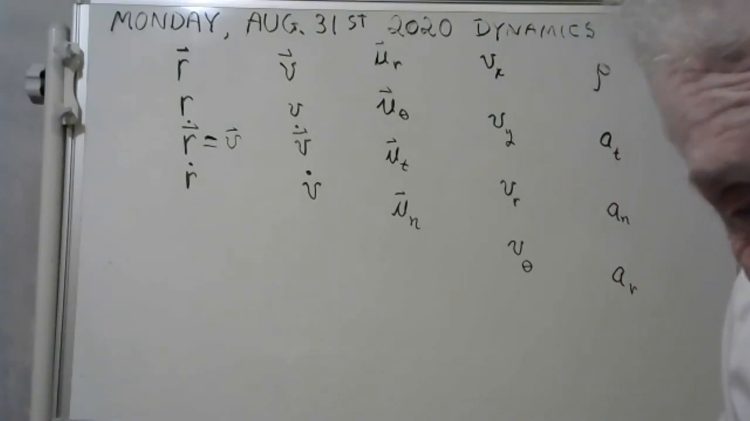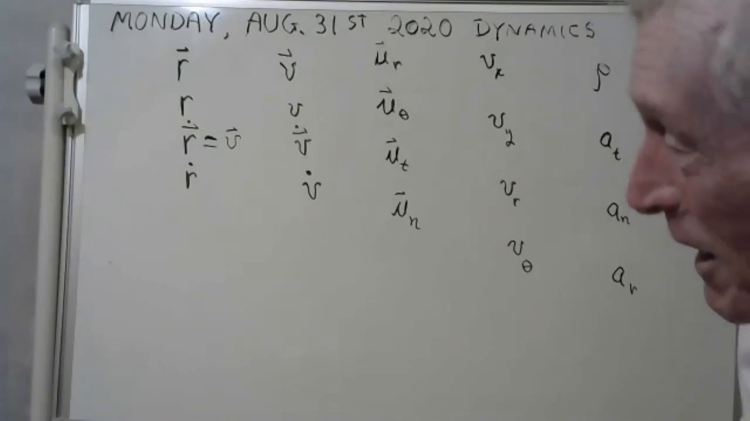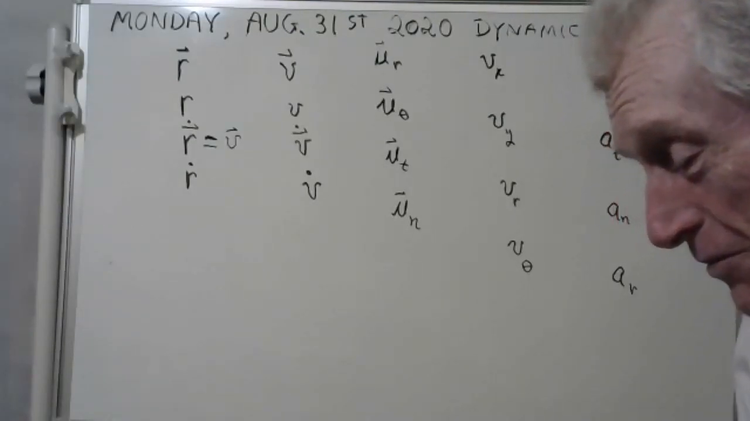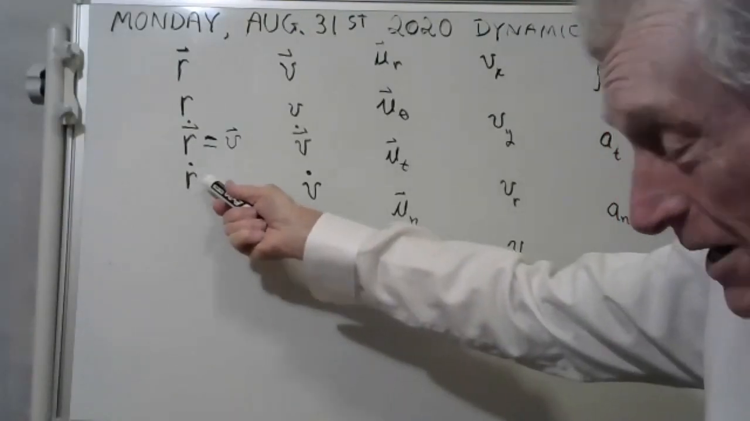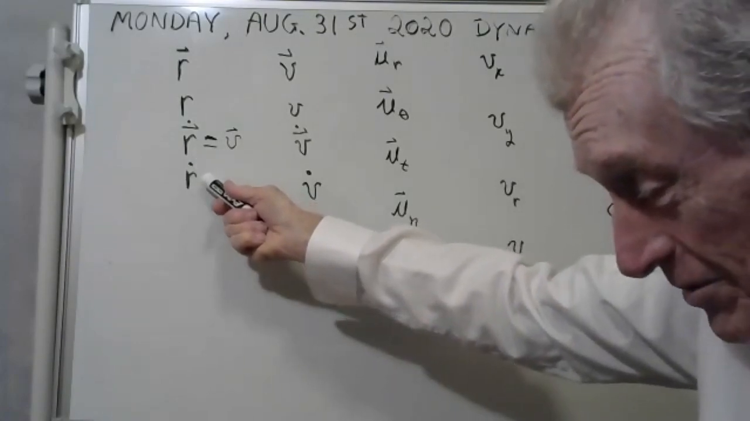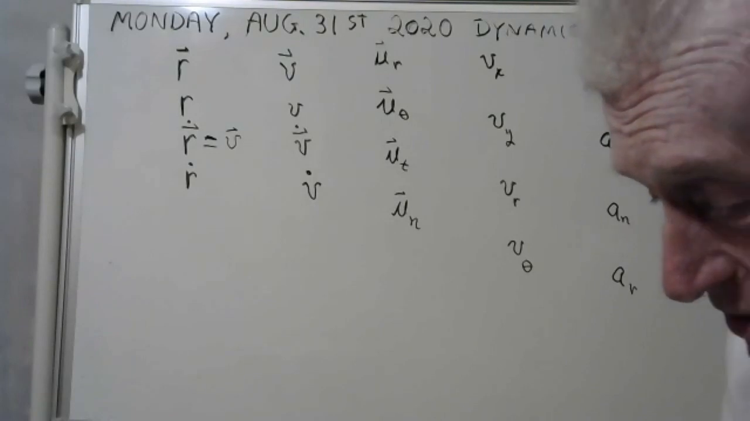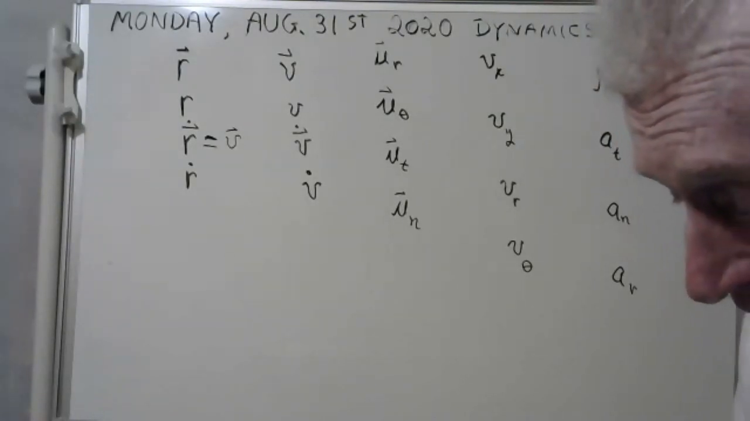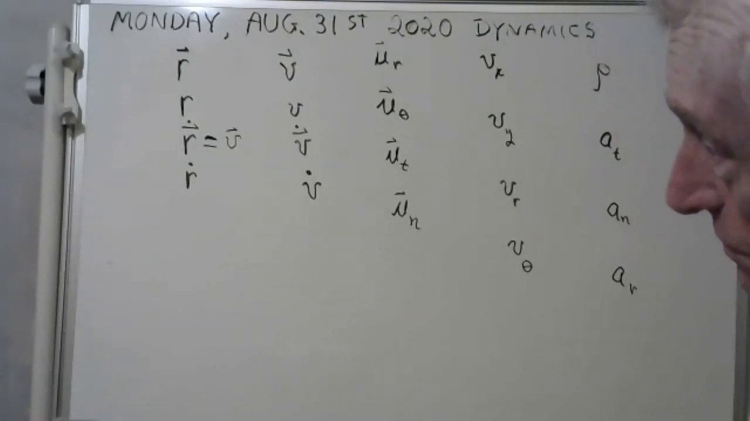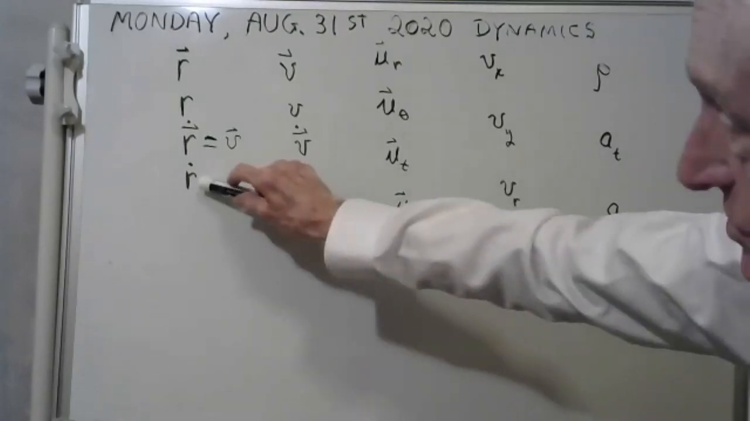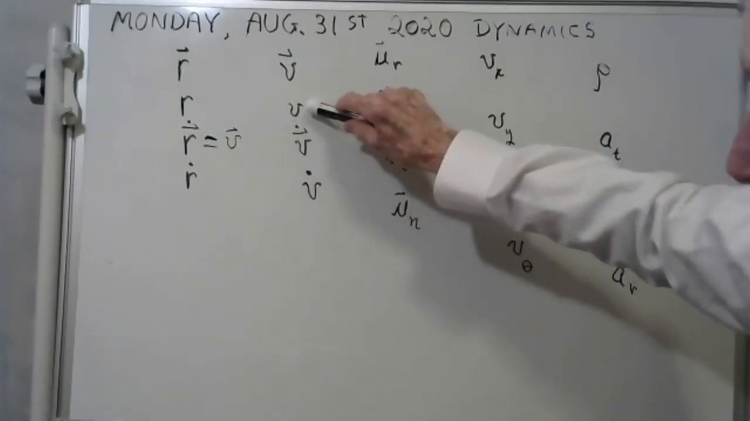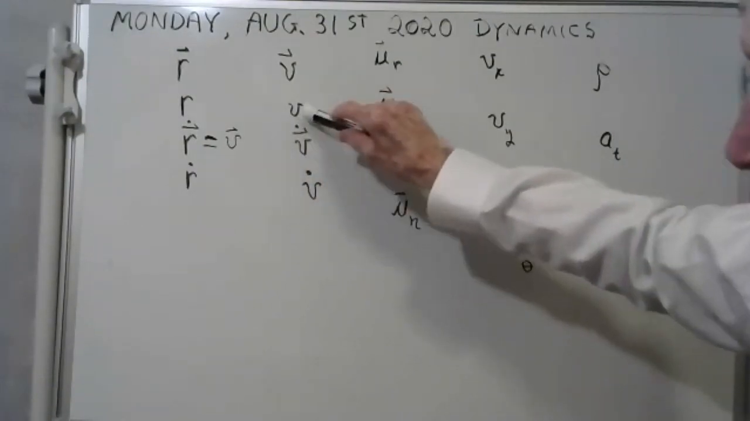Yeah, I think you're right. I was going to say it's the first derivative with respect to time of the magnitude of the position vector. But you know what that really is, like you just said, it's the magnitude of the velocity. I think this here is equal to that there. See it?